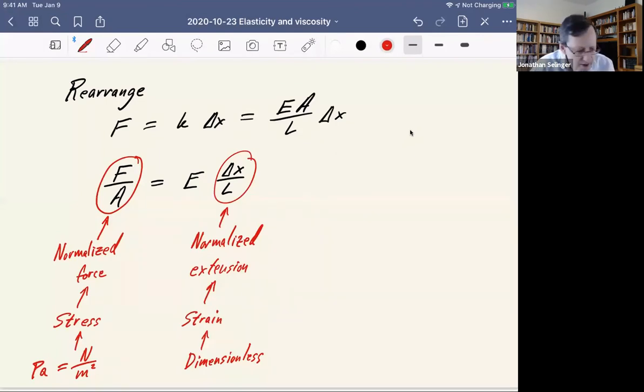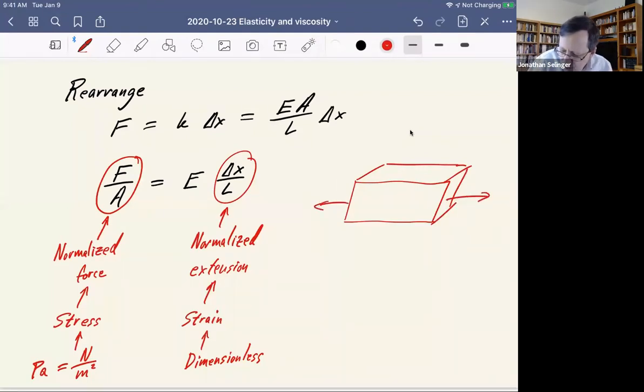All right, so this is a good way of thinking about extension experiments, right? What happens if you have some sample? So here's a sample that is a rectangular block of material, and if you pull on it this way, the force pulling on it like that, then it gets longer.